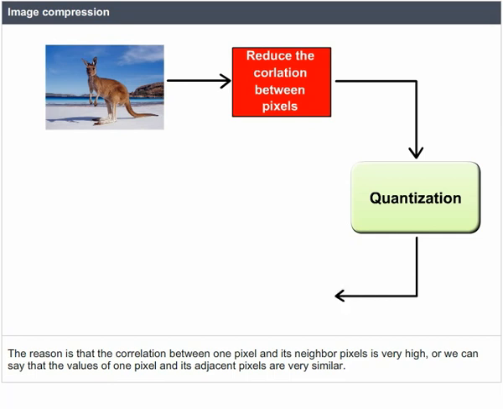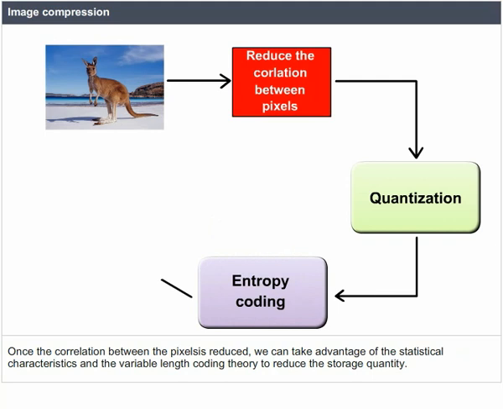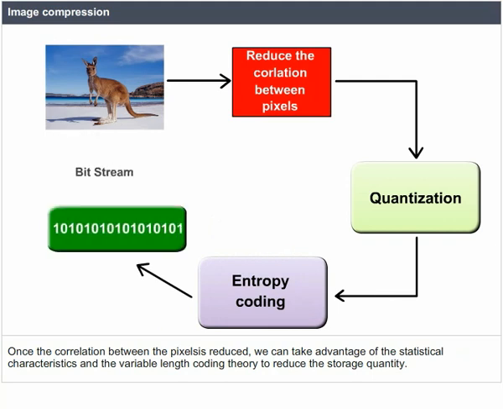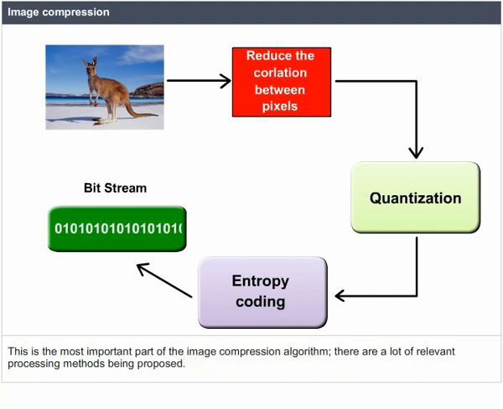Once the correlation between the pixels is reduced, we can take advantage of the statistical characteristics and the variable length coding theory to reduce the storage quantity. This is the most important part of the image compression algorithm. There are a lot of relevant processing methods being proposed.